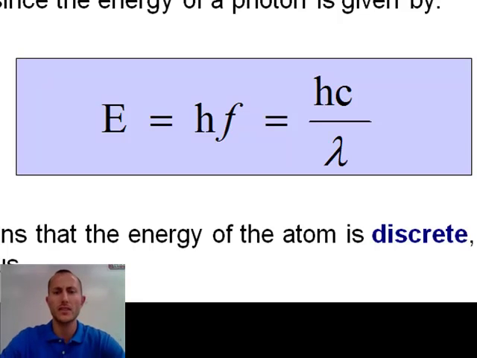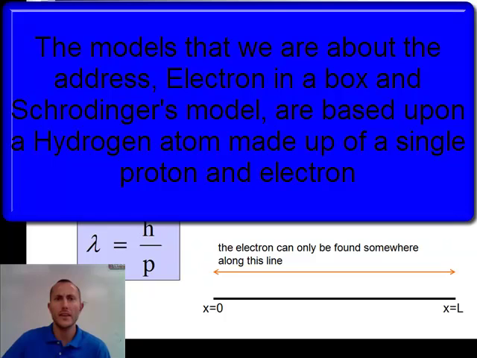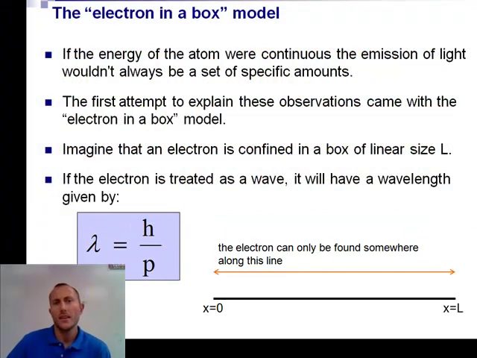So what this tells us then is that the energy in the atom is discrete. It's not a continuous range of energy. It has discrete specific values as shown by the discrete specific wavelengths of light that are emitted. Now, another way that scientists attempted to explain this phenomenon was what we call the electron in a box model. And we start with the idea that if the energy of the atom were continuous, then the emission of the light wouldn't always be at these specific wavelengths as they were observed.